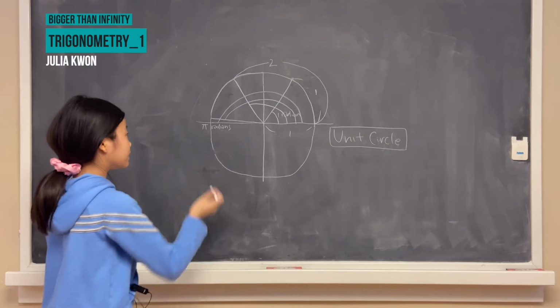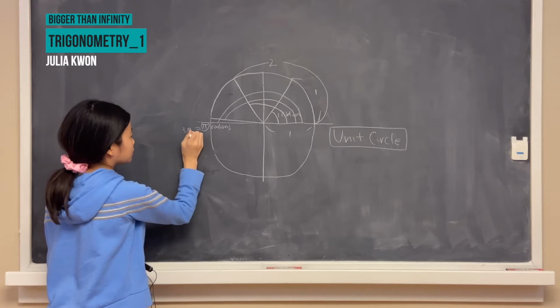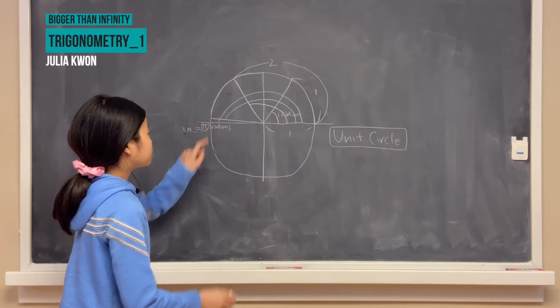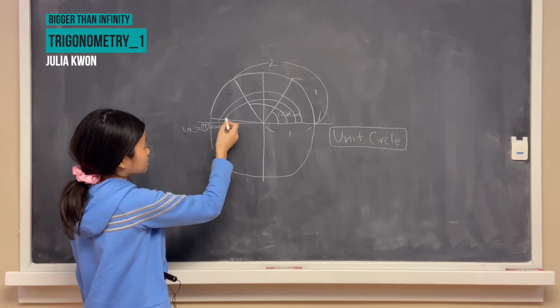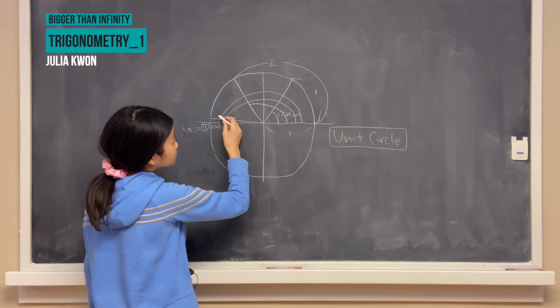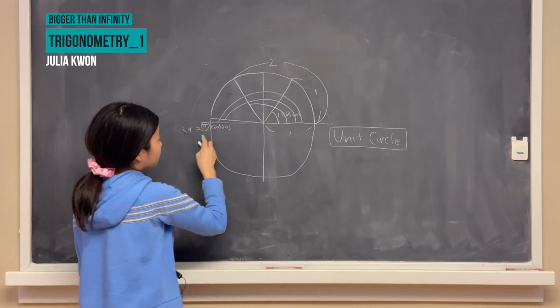Now pi is 3.14, and it just goes on forever, right? And it's really close to 3, and that's why pi radians is here, and 3 radians is really close to pi radians.